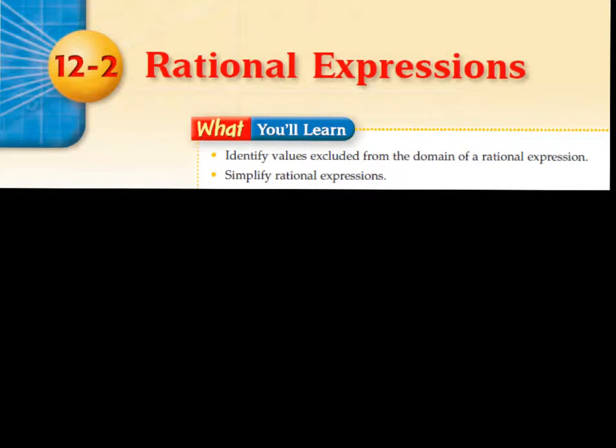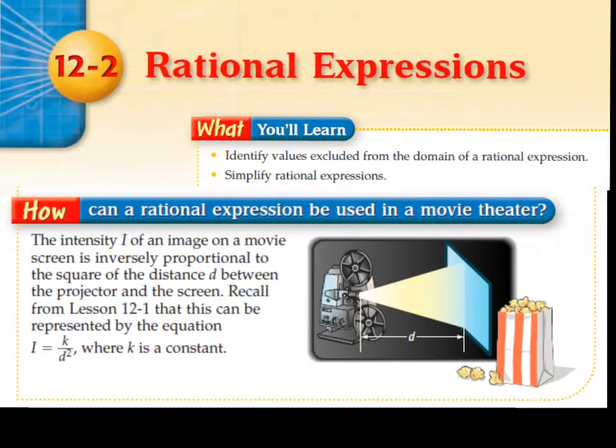In this lesson, you'll learn to identify values excluded from the domain of a rational expression and simplify rational expressions. How can a rational expression be used in a movie theater? The intensity I of an image on a movie screen is inversely proportional to the square of the distance d between the projector and the screen.